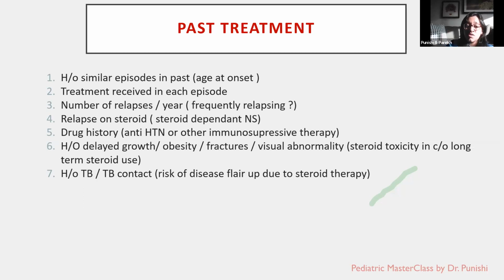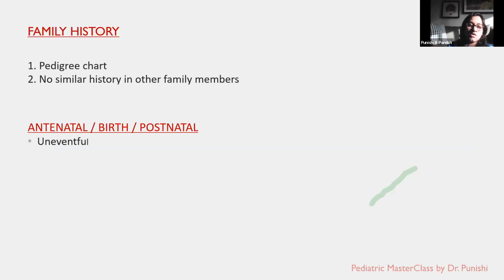So these are the set of questions that you will ask in your past history, and these are extremely important because at the end, when you give your final summary at the end of history taking, you'll be able to say whether you feel this is a non-frequently relapsing or this is a steroid resistant, etc. Okay. So next is family history. So you will draw a three generation pedigree chart, and you will ask for similar history in other family members.